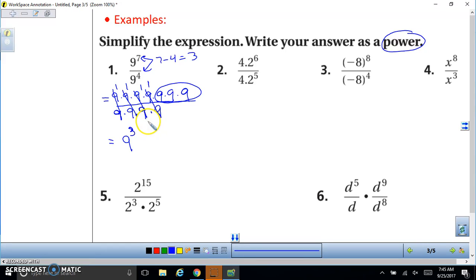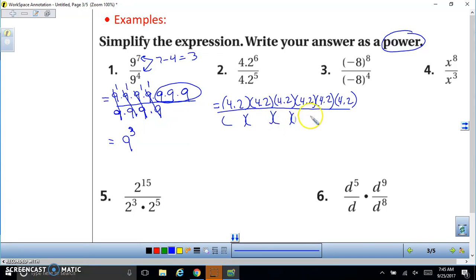Alright. Let's go ahead and look at number 2. When we expand this out, we'll have 4.2. I'm going to put this in parentheses so I don't get confused with my decimal. 6 times, 1, 2, 3, 4, 5, 6, over 4.2 five times, 1, 2, 3, 4, 5. Go back and fill those in with 4.2s.